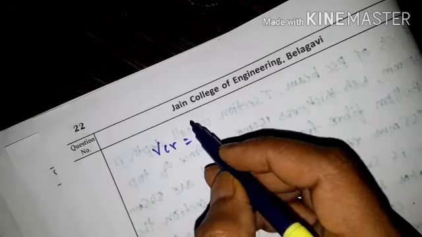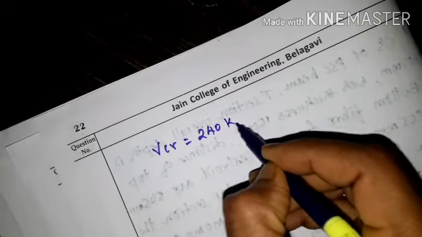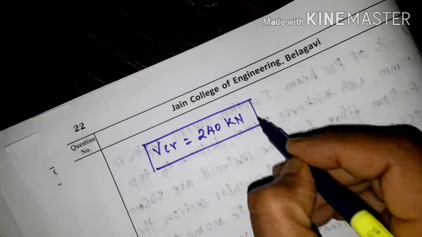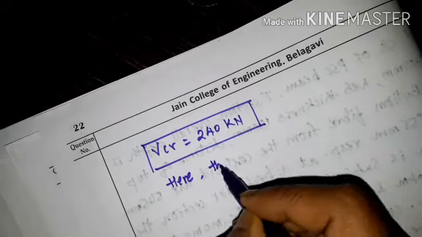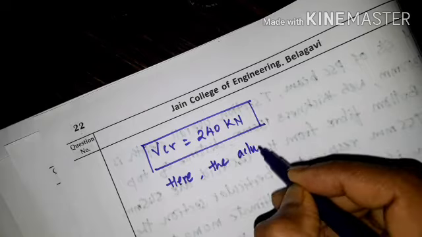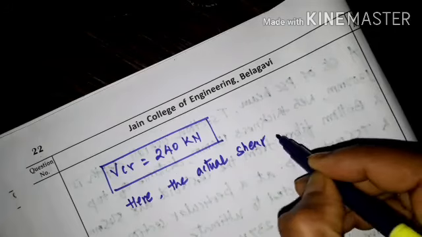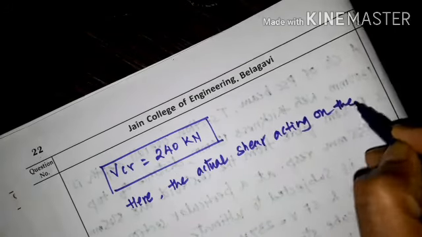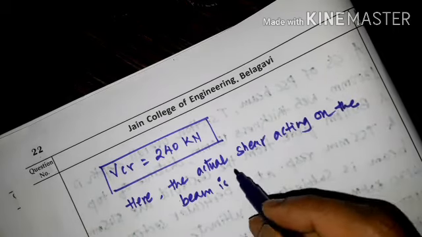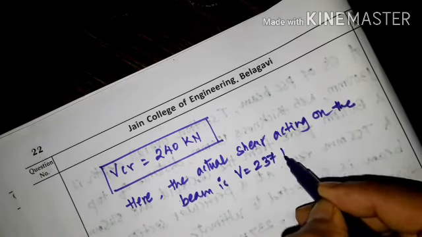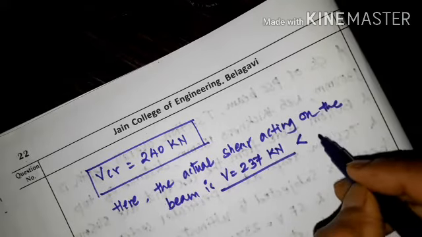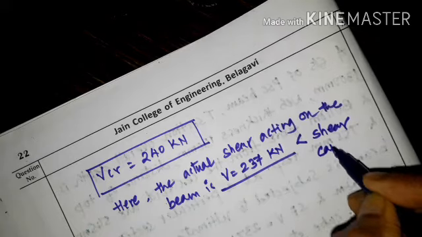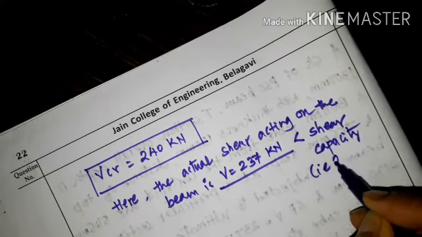So we get VCR equal to 240 kilonewton. We got the design shear strength as 240 kilonewton, and here we can conclude that the actual shear acting on the beam, that is V, is equal to 237 kilonewton, which is less than the shear capacity, that is 240 kilonewton.